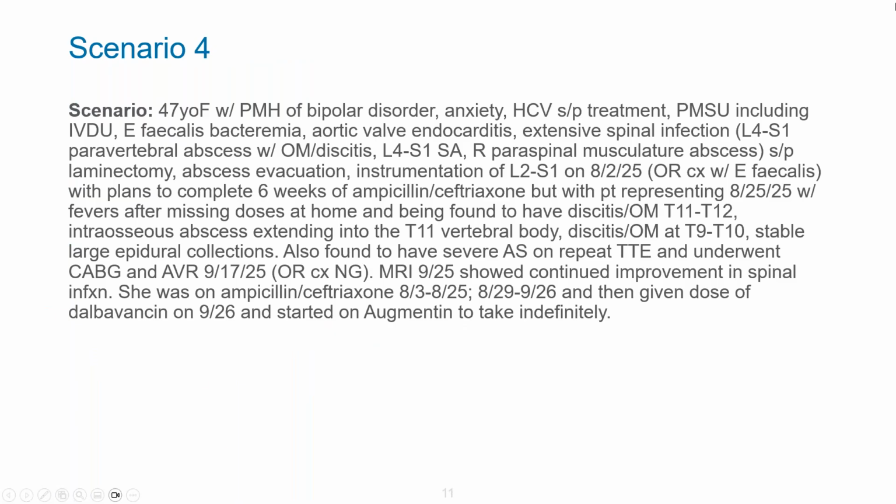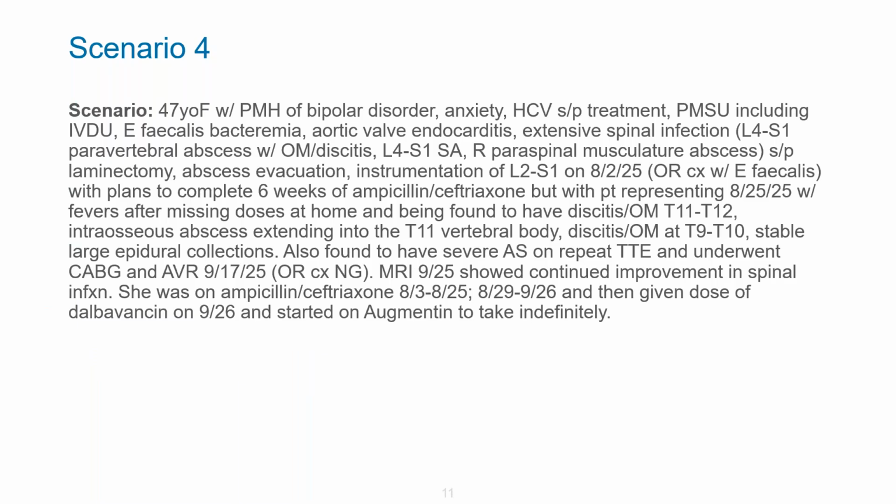So this next one was fun. We have a 47-year-old female with a past medical history of bipolar disorder, anxiety, hepatitis C after treatment, past medical and surgical history including IV drug use, bacteremia, aortic valve endocarditis, extensive spinal infection, L4 to S1 paravertebral abscess with osteomyelitis and discitis, a right paraspinal musculoskeletal abscess, status post laminectomy, abscess evacuation, instrumentation of L2 to S1 on 8/2/25, with plans to complete 6 weeks of ampicillin and ceftriaxone, but with the patient re-presenting 8/25 with fevers after missing doses at home.